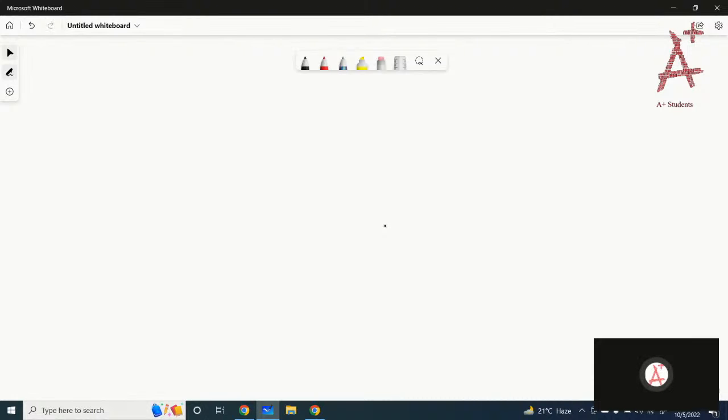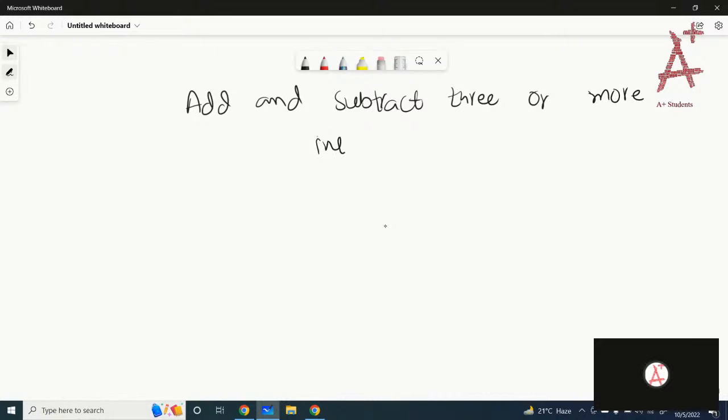Okay, let me write down the topic name. Add and subtract three or more integers. Okay, so let's start with the first one. You have to evaluate 2 plus negative 4 minus 1.